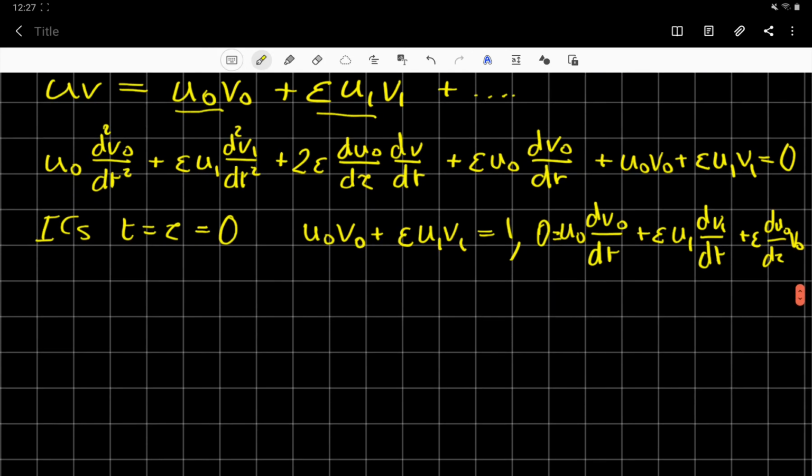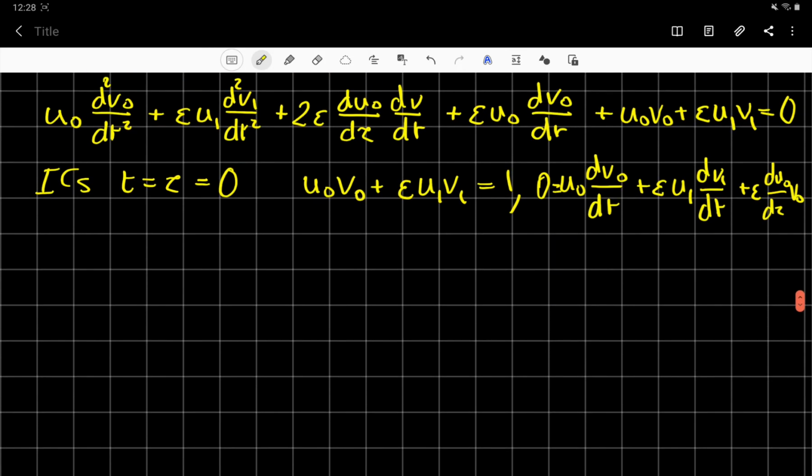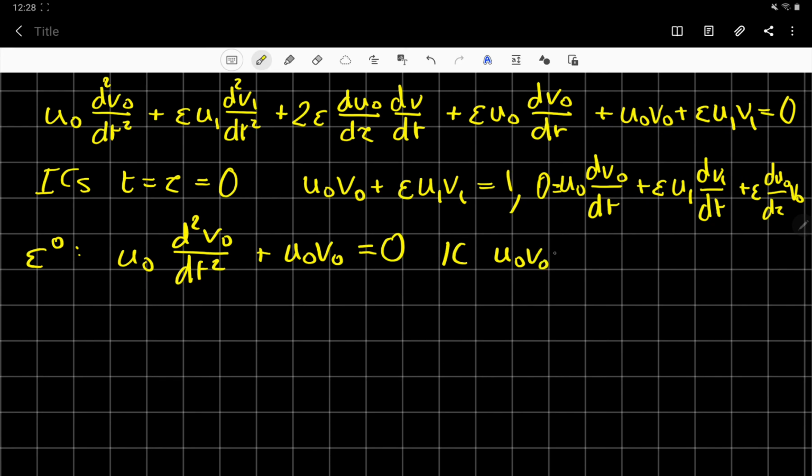So my next step is to pull out the terms of order epsilon 0 and the terms of order epsilon 1. So for epsilon 0, that's u naught d2 v naught dt squared plus u naught v naught equals 0 with initial conditions u naught v naught equals 1, u naught dv naught dt equals 0.